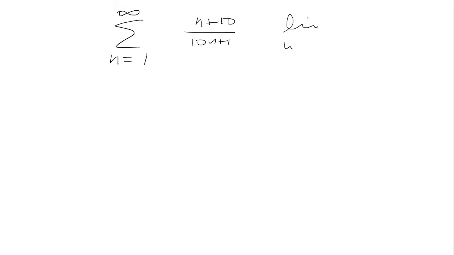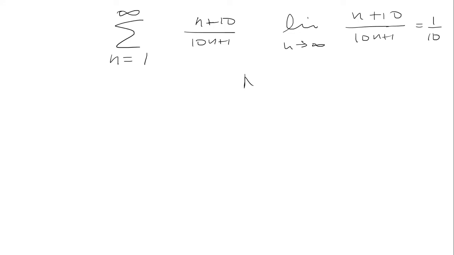We want to determine the convergence or divergence for the following series. So the first one, we have the sum from n equals 1 to infinity of (n plus 10) over (10n plus 1). So here, if I were to take the limit as n approaches infinity of (n plus 10) over (10n plus 1), this would just be 1 over 10.